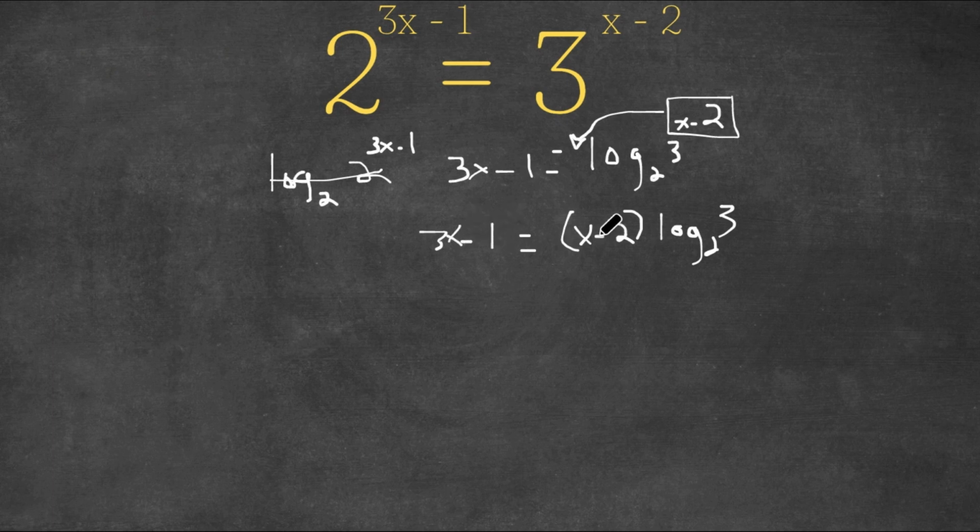minus 1. So now what we're going to do is distribute our log with subscript 2 of 3 to this x minus 2. So this is 3x minus 1 equals, well, x times log subscript 2 of 3 is simply x log subscript 2 of 3 minus 2 times log 2 of 3 is simply this.